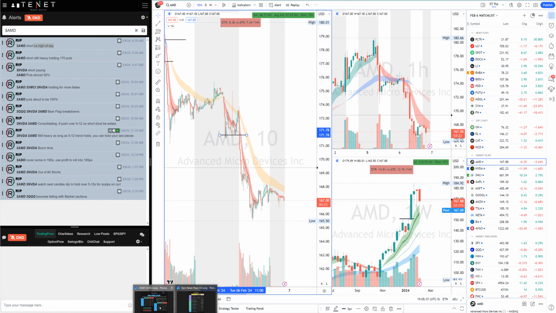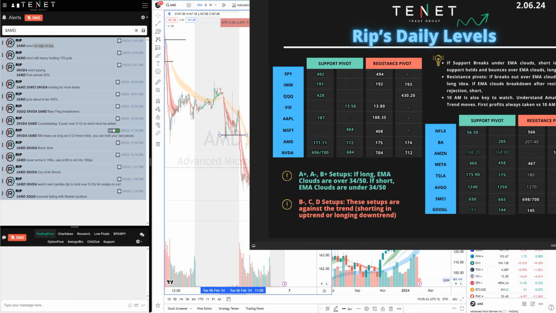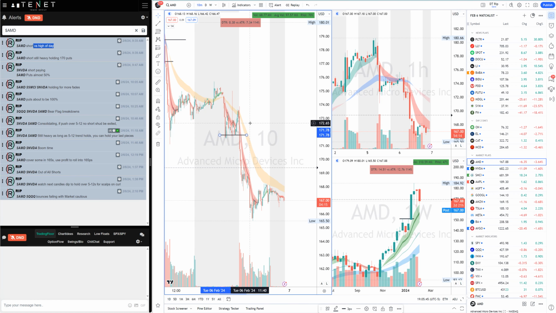If you want to go back, look at the pivots. You can see here, AMD pivots were 175 resistance, 174 resistance, 172 was a support. And I saw the resistance rejecting right here, and then once the 172 area support broke, it was bearish, it was short, and I was heavy short in it, and we faded it all the way from 172s all the way to 165s.